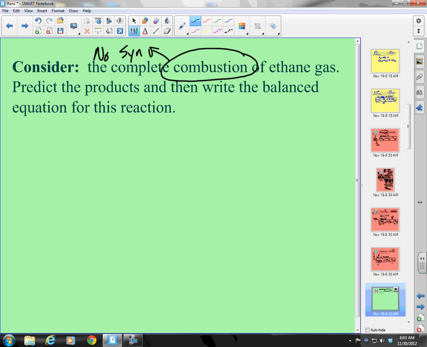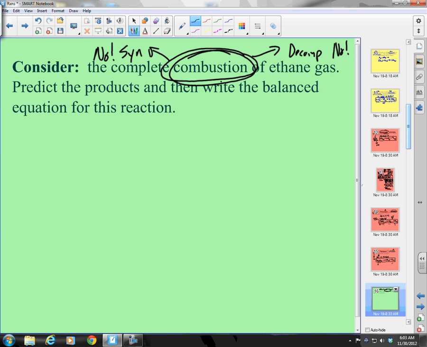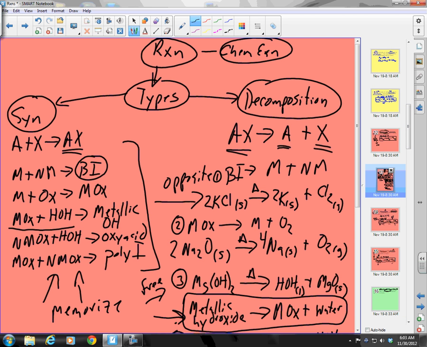No, that's not synthesis. Is this decomp? No, it's not decomp. So what is it? Well, it is combustion. All right, that means what? That means we need some more notes. Let's go back up to our notes for today. Here we go. Type: synthesis, decomp. Let's go with another type, and we're going to go blue.